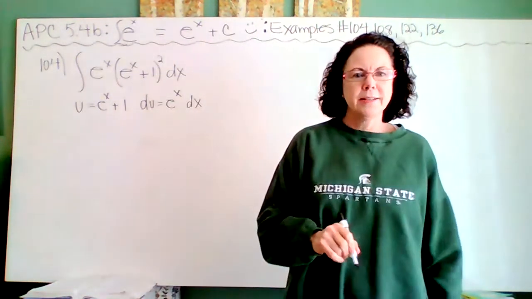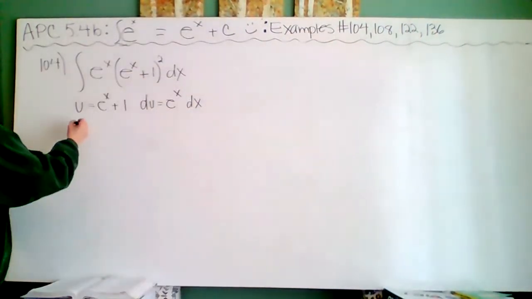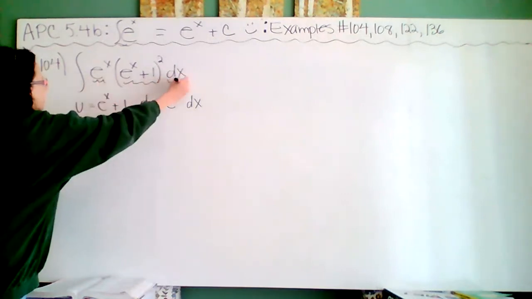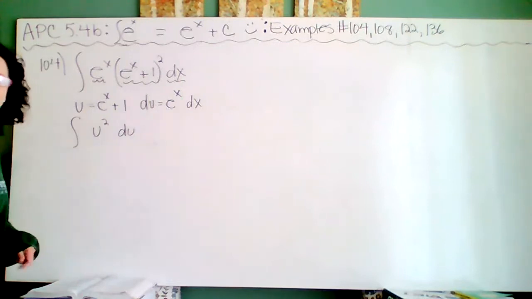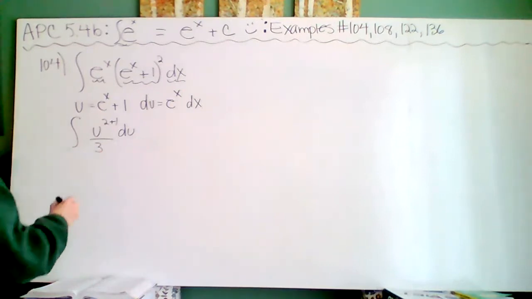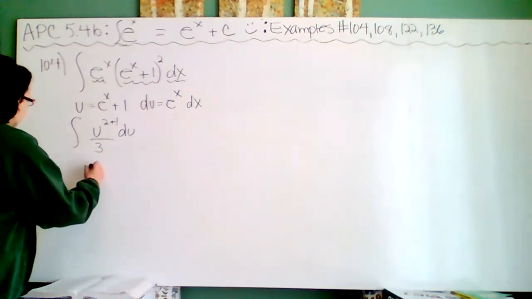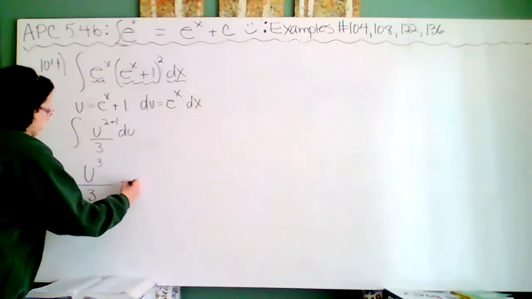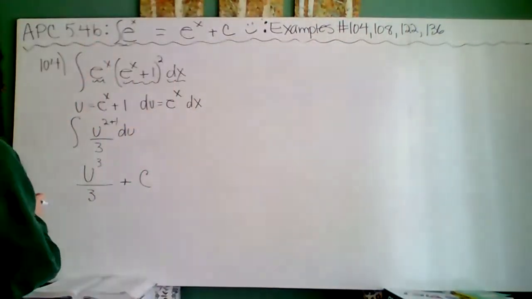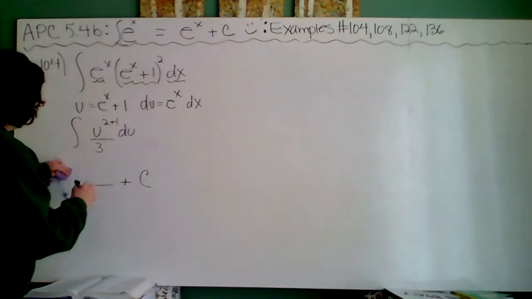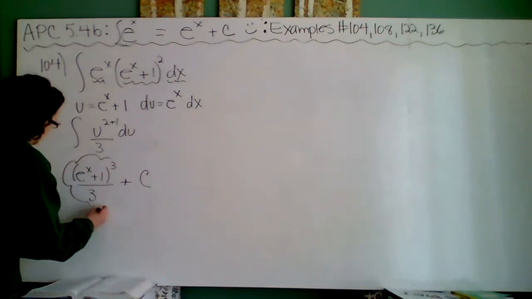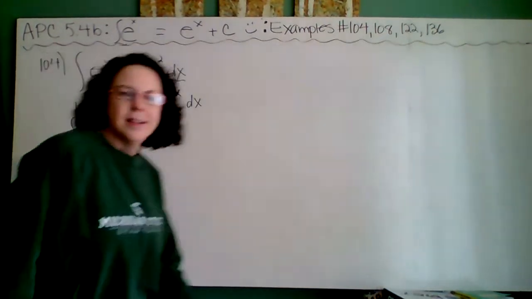I see a perfect substitution. Let's do it. Here we go. Here is u squared. e to the x dx, I will replace with du. I know how to integrate this. I'm going to add 1 to the exponent and divide by the new exponent. And my final answer is u cubed over 3 plus c, where my u is e to the x plus 1. Ta-da!